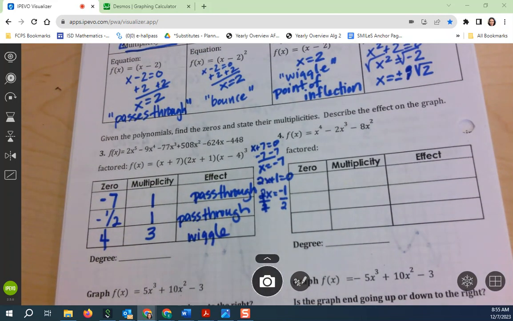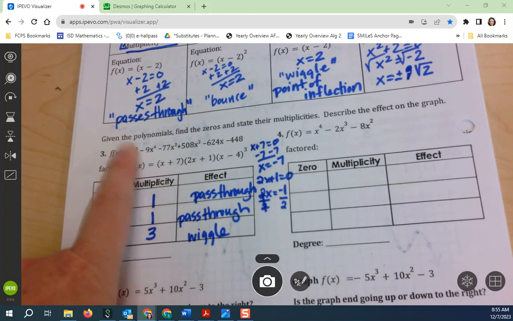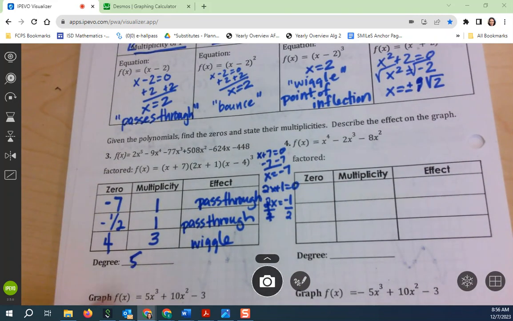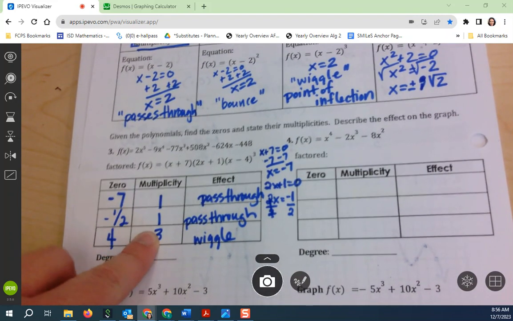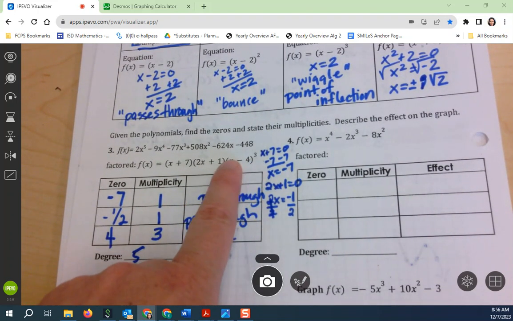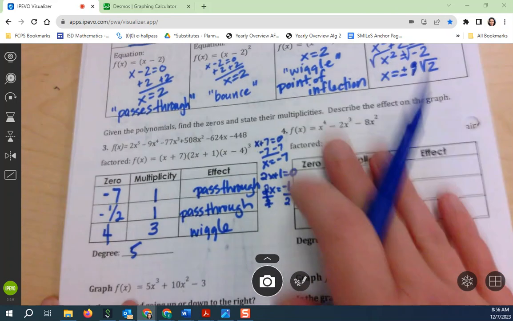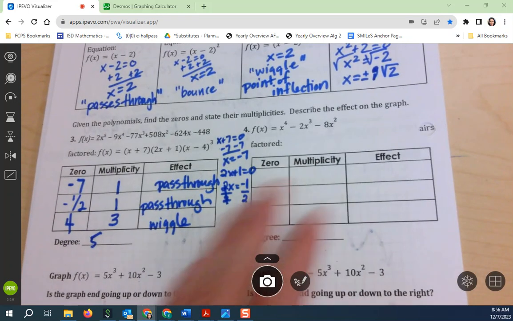All right, the degree of the whole polynomial, you can see that the degree of the whole polynomial is 5 from this one here. But I want you to notice that that degree is also the sum of the multiplicities of the factors. So if I were given the factored form, I could just add 3 plus 1 plus 1 to also find the degree. I'm going to help you guys with the factored form here, and then after that, I'm going to have you guys work on this section right here.